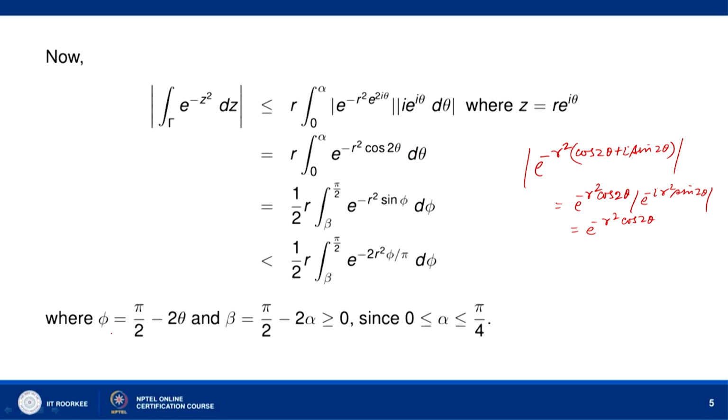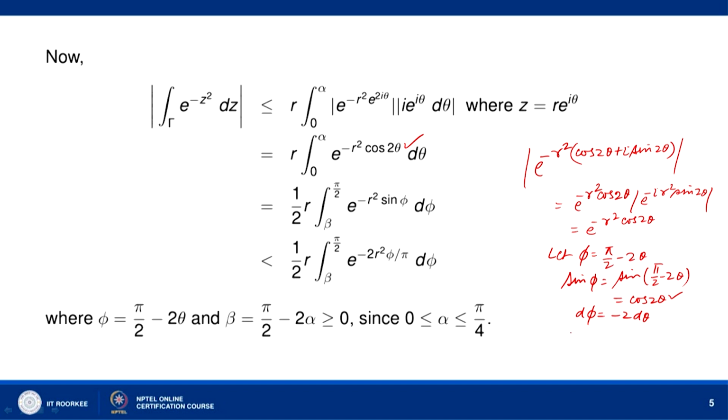Now, here we put phi equal to pi by 2 minus 2 theta. In this integral, let us take phi equal to pi by 2 minus 2 theta. Then sin phi equals sin of pi by 2 minus 2 theta, which gives you cos 2 theta. So, for cos 2 theta we write sin phi, and you also notice that d phi equal to minus 2 d theta. Theta varies from 0 to alpha.